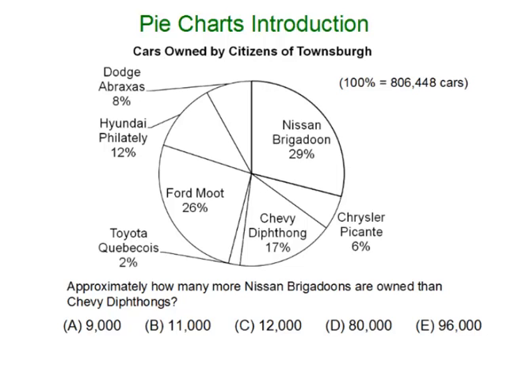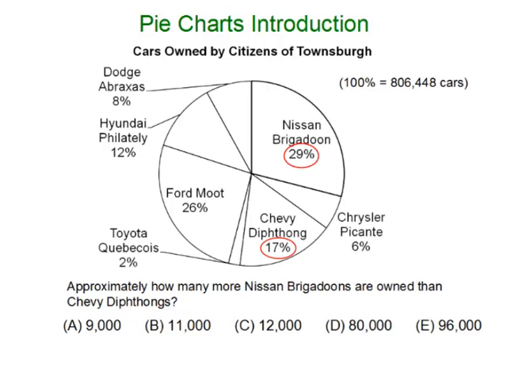Again, let's focus on the words first. Make sure we're looking in the right place on this question. We care about how many Nissan Brigadoons and how many Chevy Diphthongs. All right, so we go to find those on the chart, and those are those two segments. Now, those are given as percents, and we want number of cars.